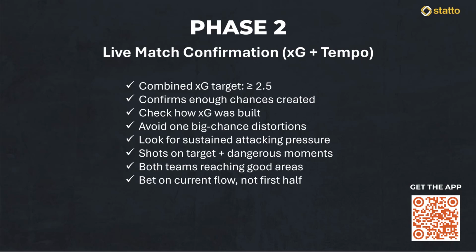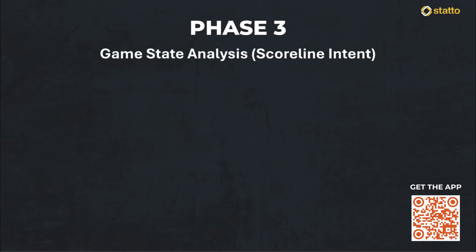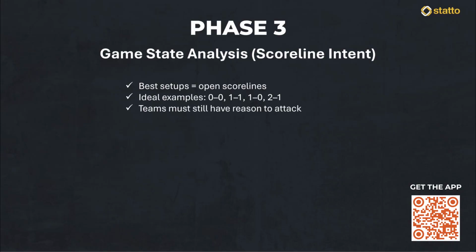Now, phase 3 is all about the game state, and this is one of the most important parts of the system because certain scorelines naturally lead to late goals and others don't. The ideal scenarios are where the match is still open and both teams have a reason to push forward. So for example, if it's 0-0 or 1-1 and both teams are trying to win, that's a strong setup. If one team is leading 1-0 or 2-1, the losing side is going to commit players forward, which opens the game up even more. That creates space, counterattacks, and often leads to late chances.